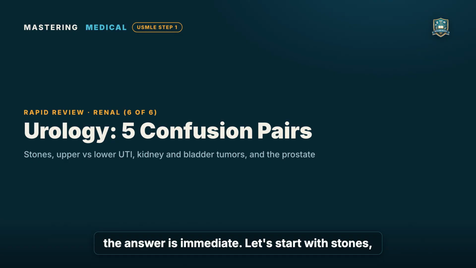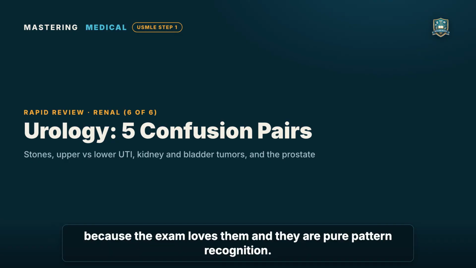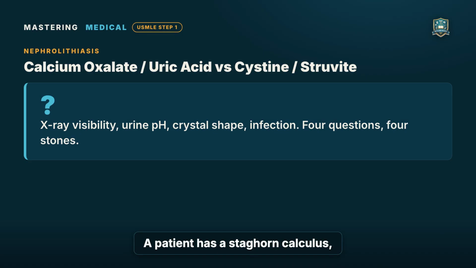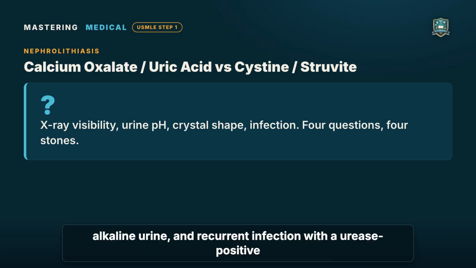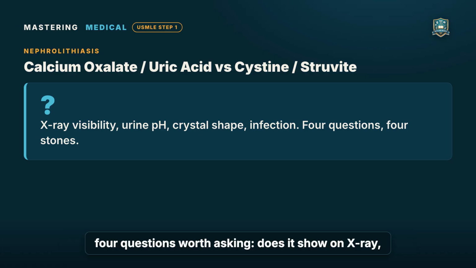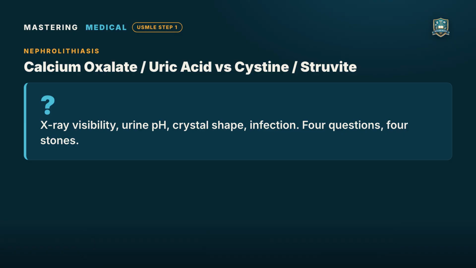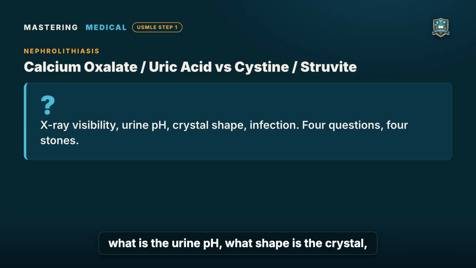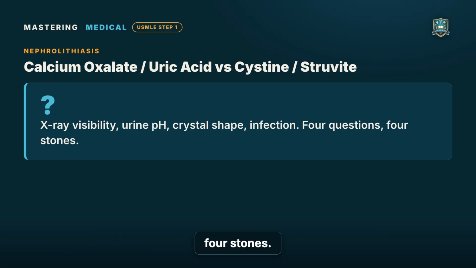Let's start with stones, because the exam loves them and they are pure pattern recognition. A patient has a staghorn calculus, alkaline urine, and recurrent infection with a urease-positive organism. Stones look like memorization, but there are only 4 questions worth asking. Does it show on X-ray? What is the urine pH? What shape is the crystal? And is there infection? 4 questions, 4 stones.